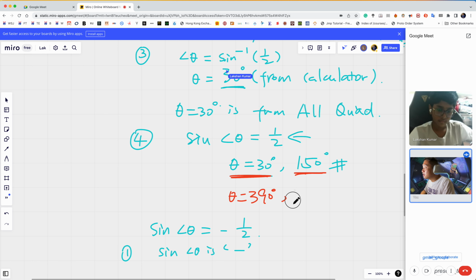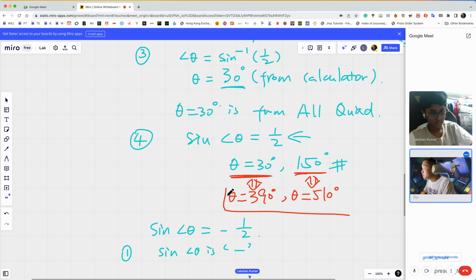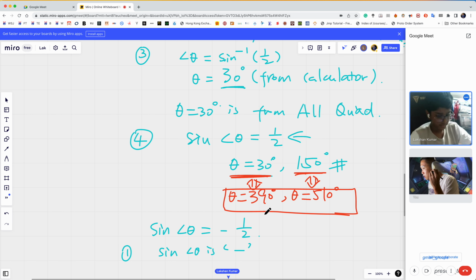And similarly, theta 150, you add 360 to it, theta is equal to 510. These two are equal, these two are equal. But how come we ignore these two answers? If you don't believe me, can you just key in sine 390, see if you can get half. I want to convince you. Can you convince yourself sine 510 is equal to half as well?